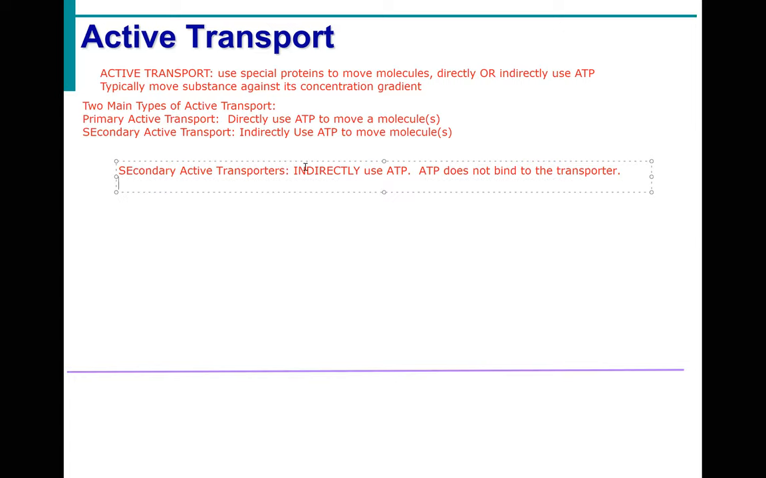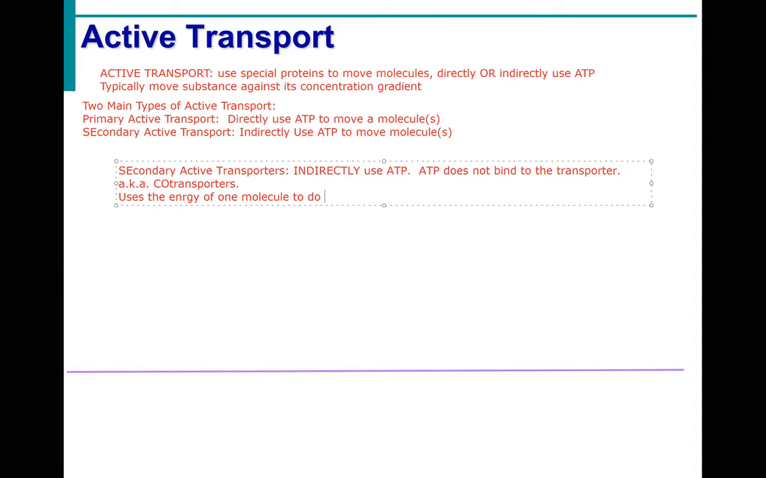Secondary active transporters also have another name. They are also known as co-transporters. And the reason for this is what a secondary active transporter does is it uses the energy of one molecule to do work for the cell. All right. Let's go ahead and draw our co-transporter here. The co-transporter will make blue.